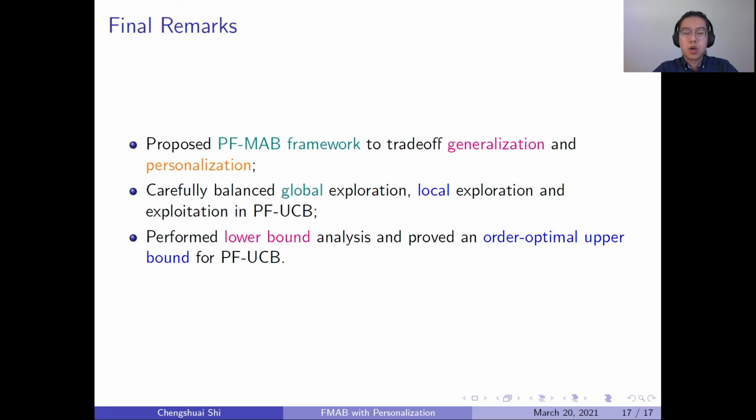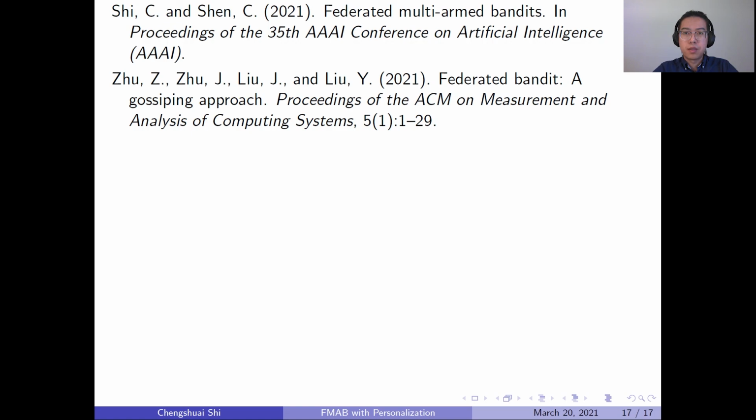There are still a lot of interesting open problems in this new field of federated multi-armed bandits, and we look forward to seeing more investigation of this exciting topic. Thank you for your time.